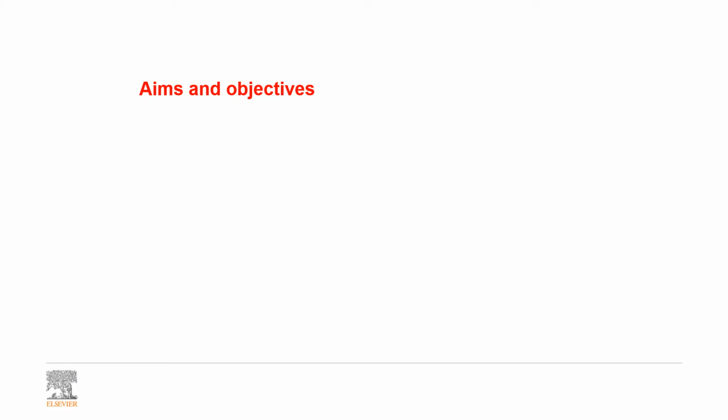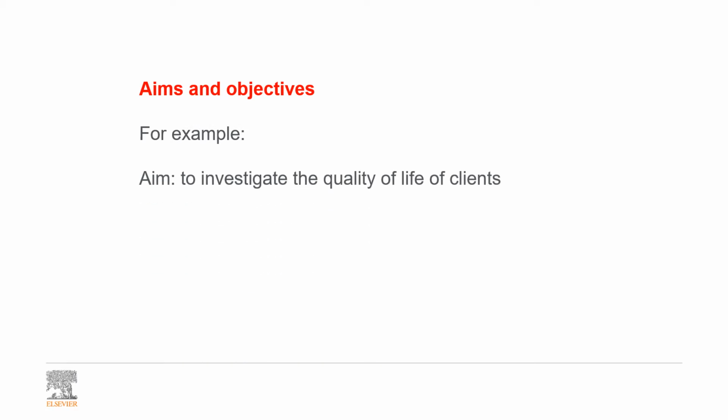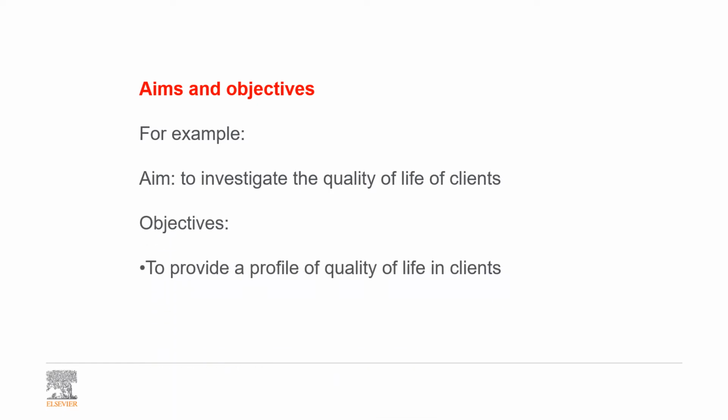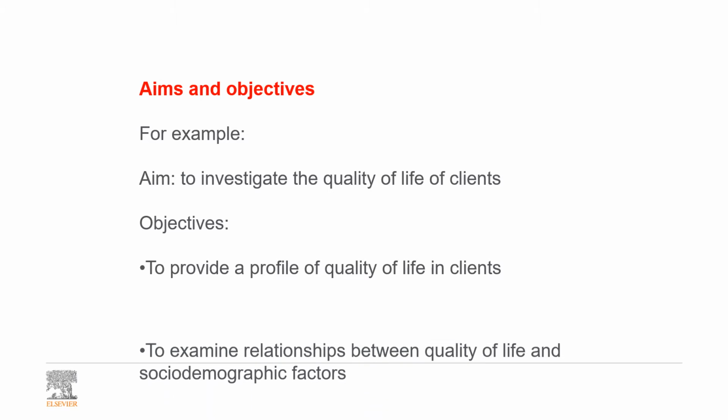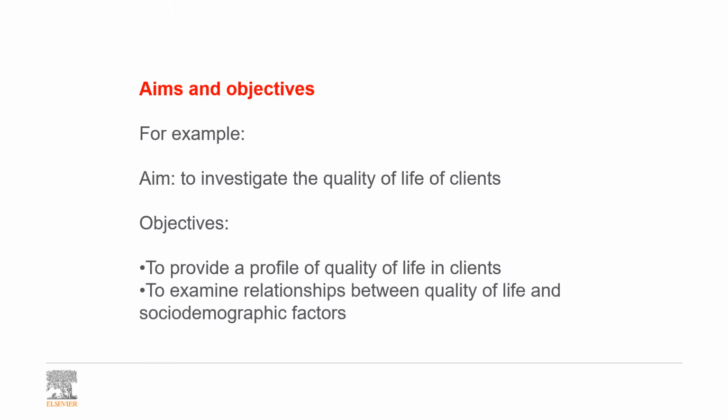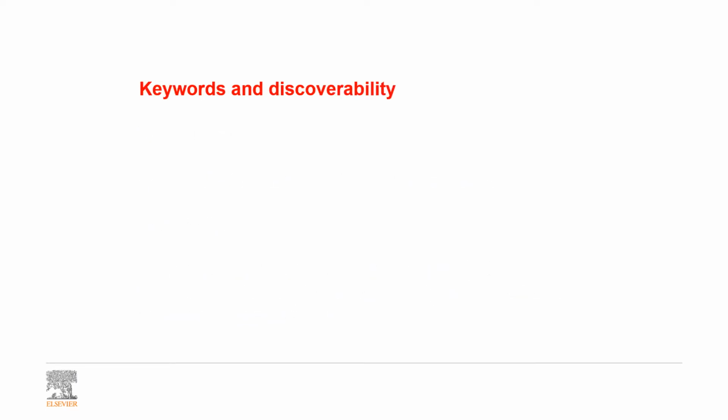So for the aims, sometimes called aims and objectives, an example would be: aim to investigate the quality of life of clients. The objectives would be what you're going to do on the way: to provide a profile of the quality of life of clients, then to examine the relationships between quality of life and socio-demographic factors. That's just one example. Writing the abstract is very important.